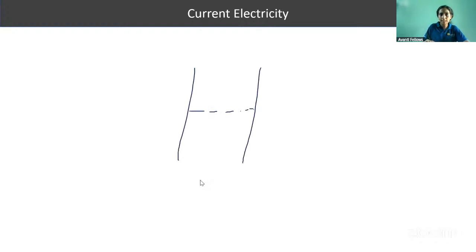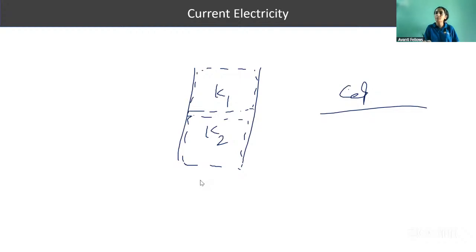If you are putting dielectrics, suppose two different dielectrics. This is K1 dielectric, and in the other half you are putting K2 dielectric. And now you are asked the equivalent capacitance. How do you calculate it? You just see how the dielectric is dividing the capacitor.